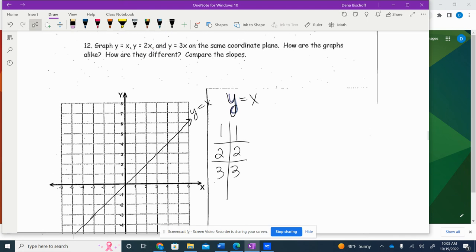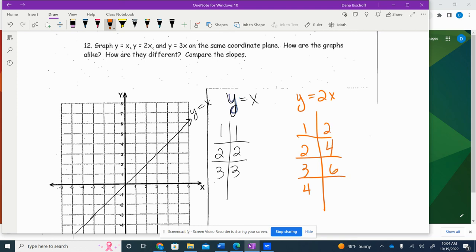Okay. Now we're going to graph the line y equals 2x. So x is 1, 2, 3, 4. 2 times 1 is 2. 2 times 2 is 4. 2 times 3 is 6. 2 times 4 is 8.